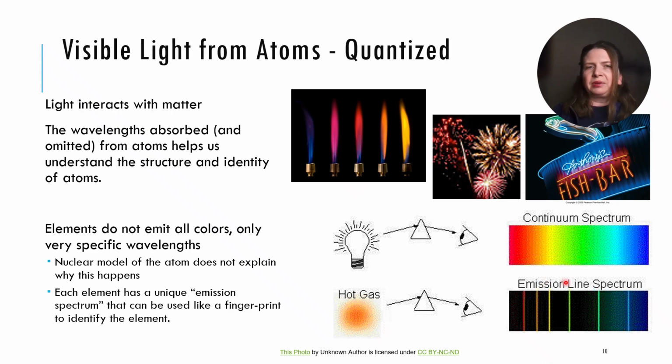Importantly, the presence of discrete lines and gaps where there is no light emitted showed that electrons could not exist at just any energy level. This observation could not be explained by the nuclear model of the atom, providing key evidence that electrons occupy specific energy states. These findings ultimately led to the development of the quantum mechanical model of the atom.